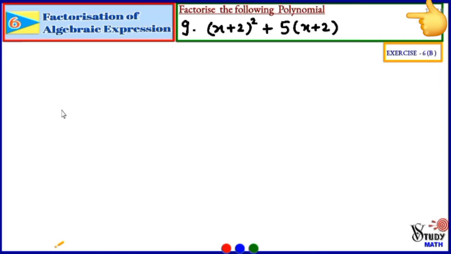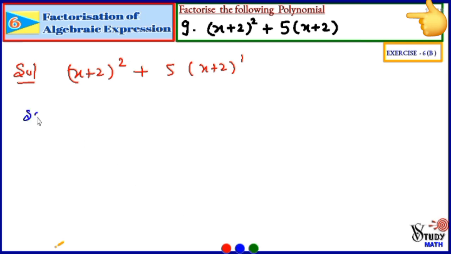Now comes problem number 9. Here (x + 2) to the power 2, positive 5(x + 2) to the power 1. I told you in the previous video that here this binomial has power 2 and this binomial has power 1. So from these two terms, we take that binomial as common which has the smallest power. In the second term, x + 2 has power 1, but in the first term, x + 2 has power 2. So from this question, we take x + 2 as common.